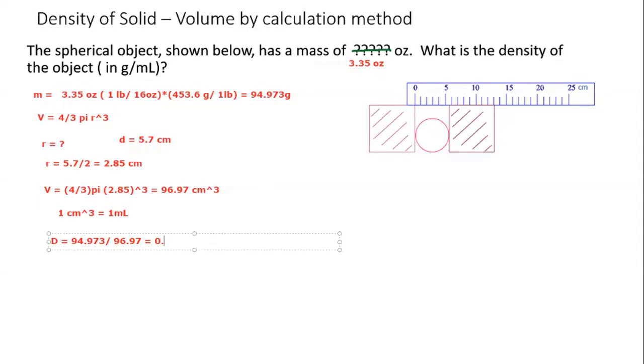And we get 0.9794. Now we got to round to the correct number of significant figures. So we look at our original numbers. Our mass had 3 significant figures. Our density was 2, so this should be rounded to 2 significant figures. So it'll be 0.98 grams per milliliter.